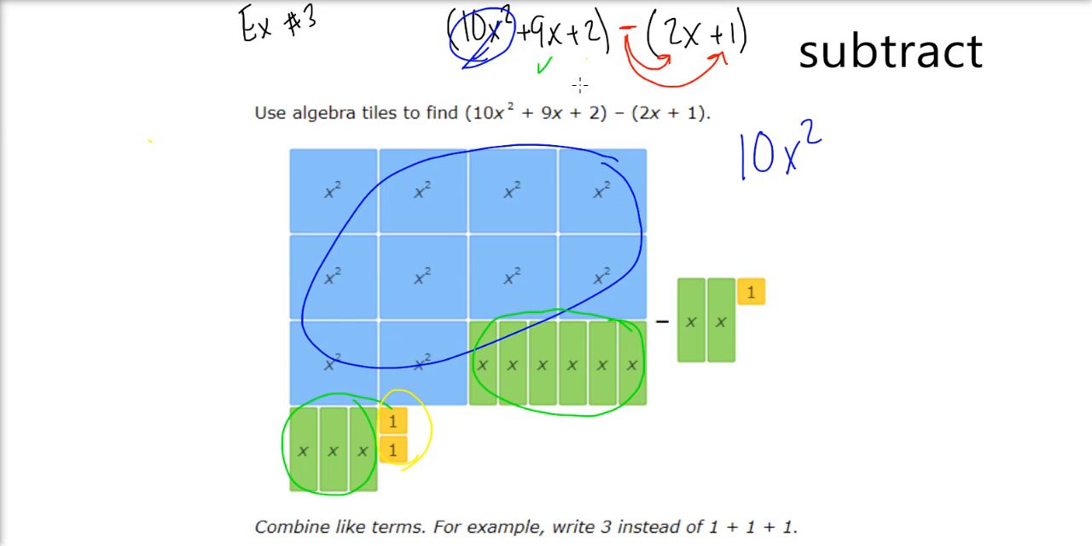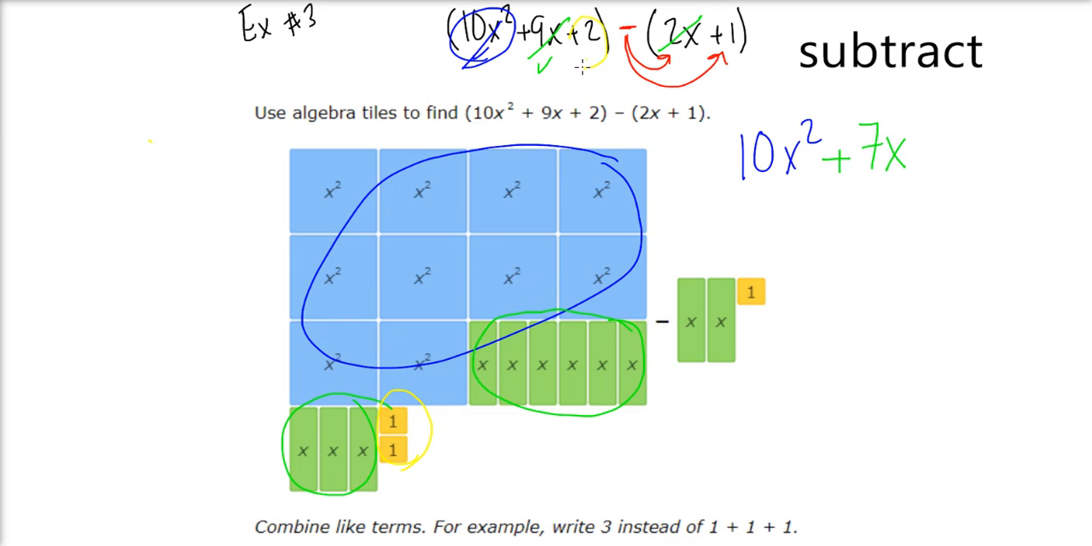Now let's do the green x's. We start with 9x's, and we're going to be subtracting 2x's. So minus 2x. What is 9x minus 2x? 9x minus 2x is going to end up with positive 7x's. They're not squares, they're just green long x's. So let's scratch this off, since we actually simplified it.